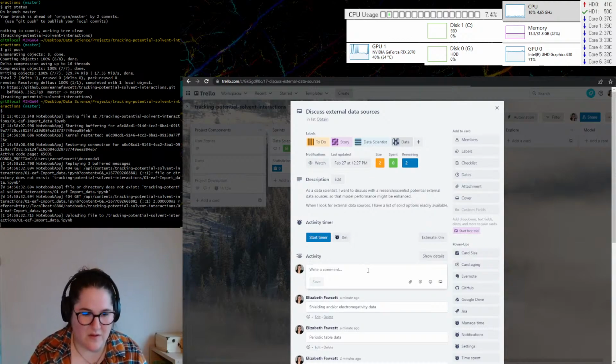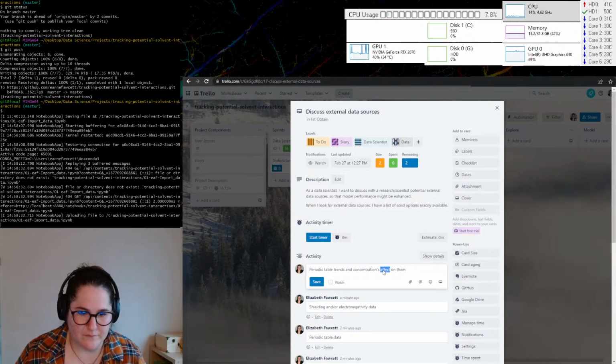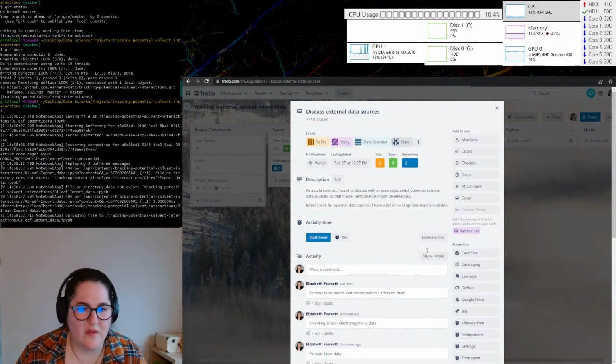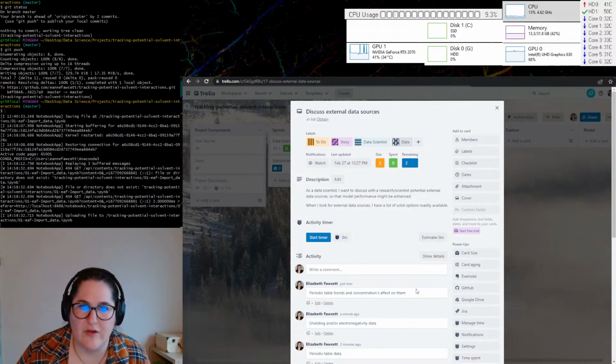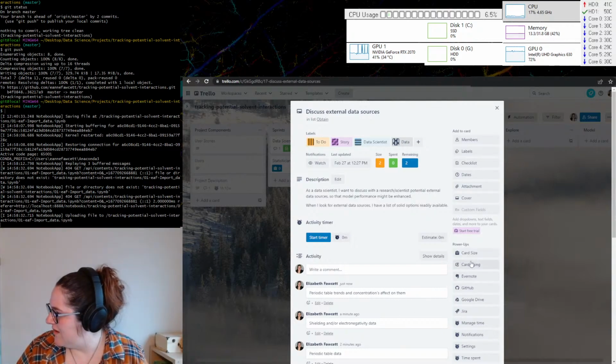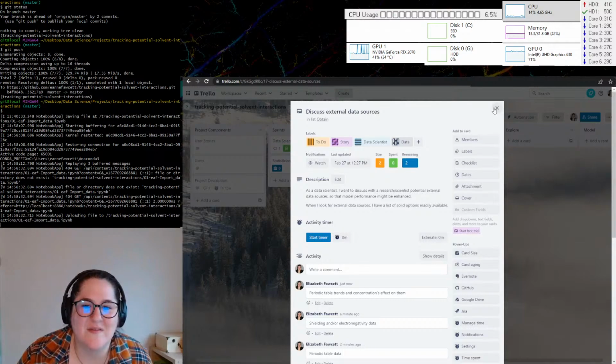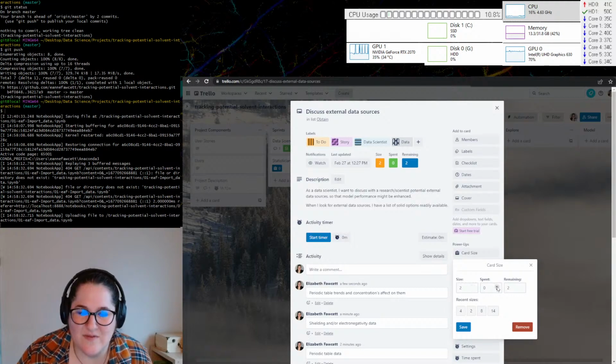Let's actually put, let's do periodic table trends and concentrations' effect on them. Let's do that. That way I can know to look up that specific relationship in the future. Because right now I'm kind of just talking about it, you know? I'm just spitballing. So this is the reason why I said that this card size was 2.